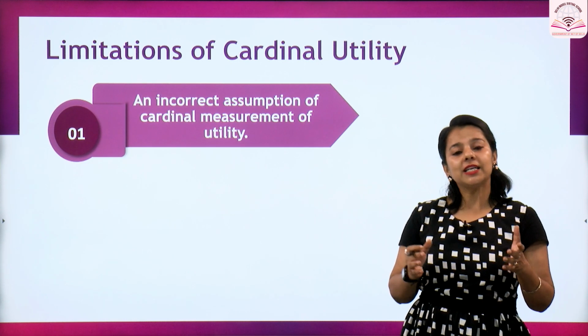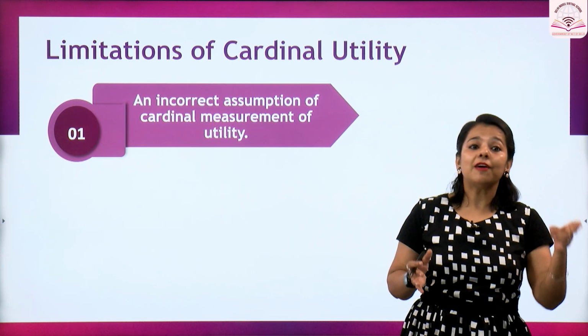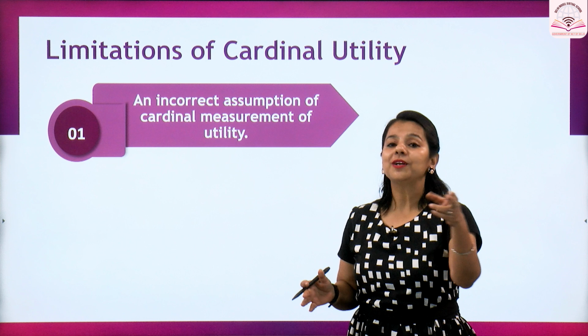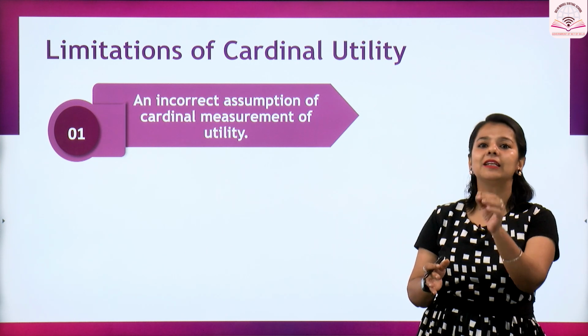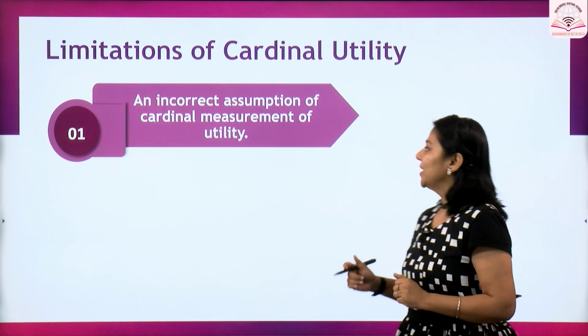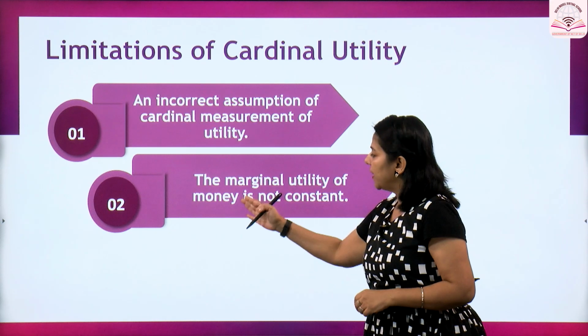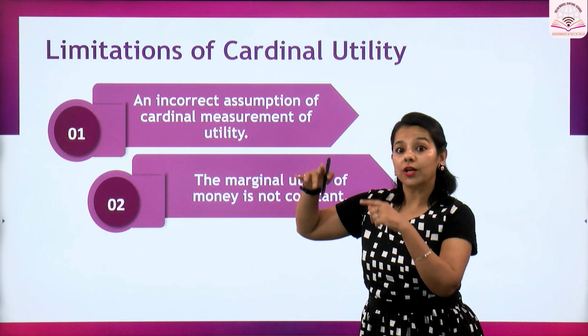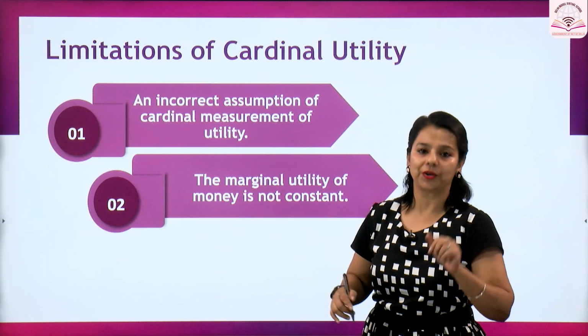Moreover, utility is subjective in nature. Two commodities have different utility for different persons. So we cannot quantify exactly in terms of number for two different consumers. Then the second assumption says marginal utility of money is constant. But in the real world, it is not true.